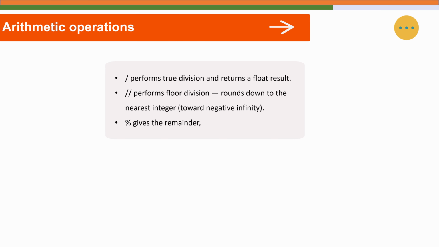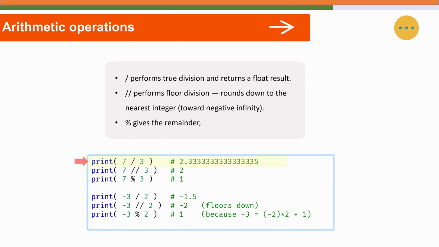In Python, there are three closely related division operations. The single slash performs true division, so it always returns a floating point result. Double slash is called floor division. It divides two numbers but then rounds down to the nearest integer, not simply truncating the decimal part.